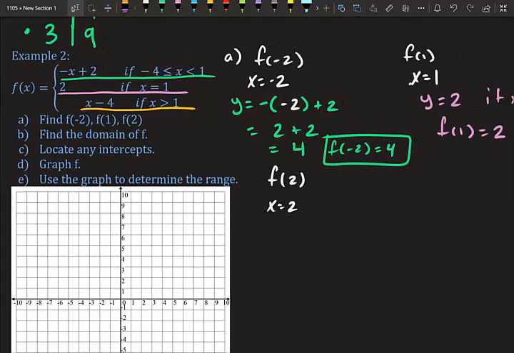Alright, now we're going to our last one. So our last one says f of 2. So that means x equals 2. So if we plug it into our first domain, 2, that's not less than 1. 2 does not equal 1, but 2 is greater than 1. So we're going to plug it into the bottom one. So we have y equals x minus 4, and the x we're plugging in is 2. So we have y equals negative 2. So f of 2 equals negative 2.